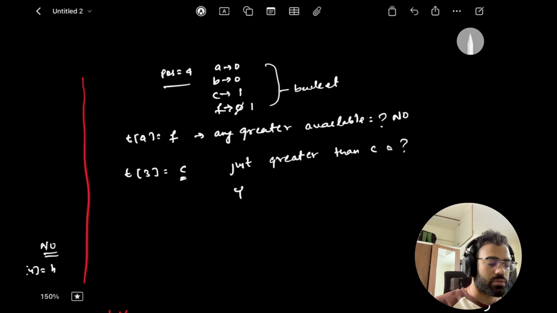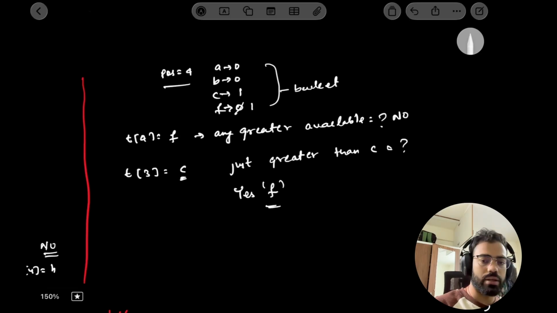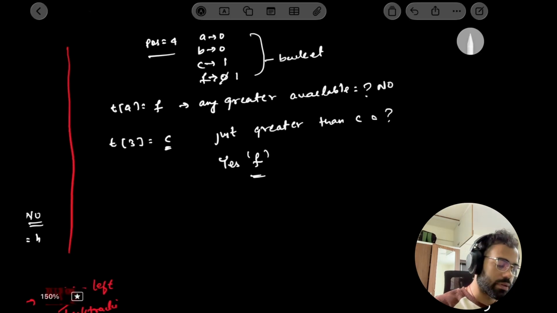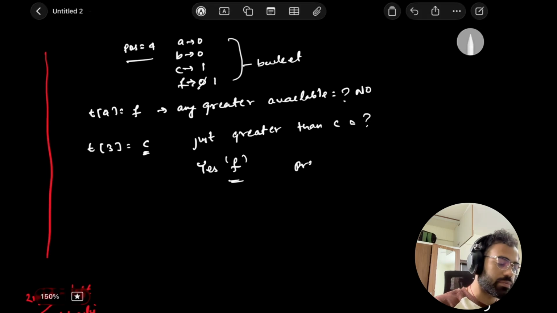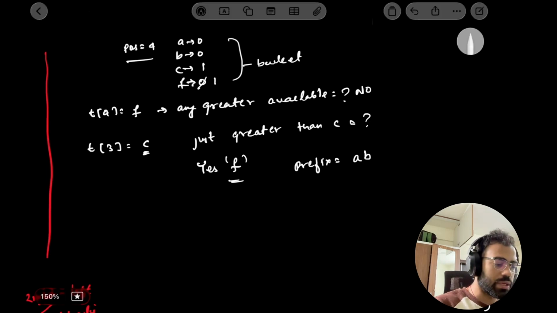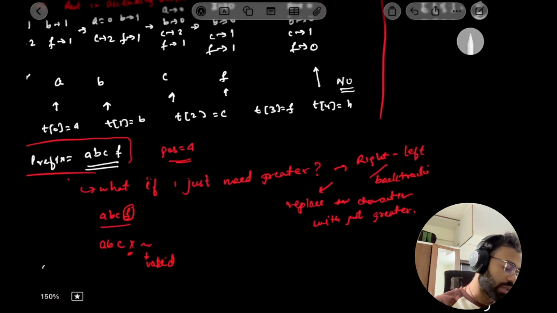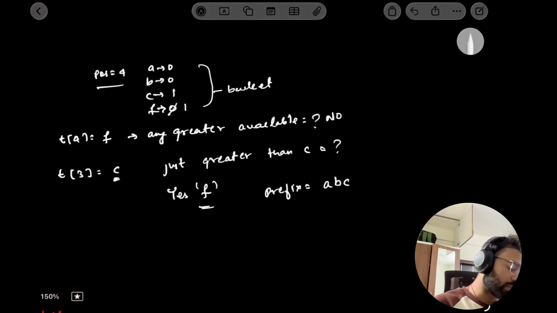Can you find? Yes. And what did you find? F. Right. So now if we found F, that means our prefix, right? Our prefix was A, B, C. Correct? A, B, C, F. And this position was 4 where we break. So we'll start from 4.